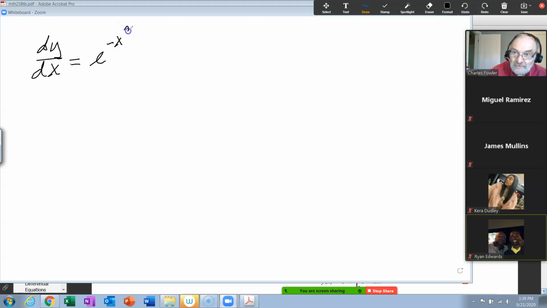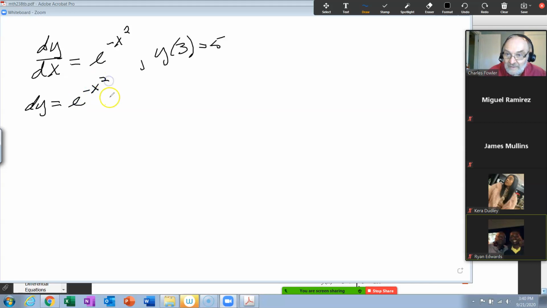Hope some of you are cringing right there. Okay. Initial value, y at 3 is equal to 5. Doesn't look like much of an initial condition, but it's a fixed condition. Okay. Rewrite this in differential form and make it dy is equal to e to the minus x squared dx and integrate both sides, and this will be y is equal to that integral, whatever that is.